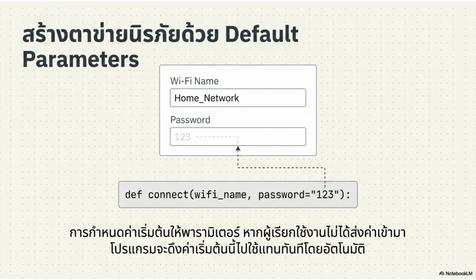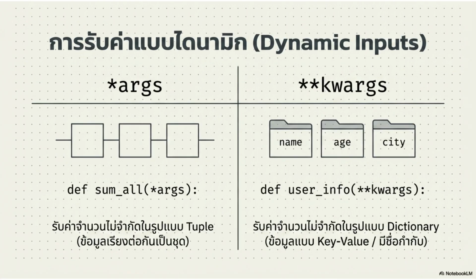Default parameters create a safety net. By assigning an initial value, like 123 to password, the function can run even if the user doesn't provide an argument for that parameter. For dynamic inputs, Python offers two mechanisms. *args collects an unlimited number of positional arguments into a tuple, useful for simple sequences. **kwargs collects keyword arguments into a dictionary, perfect for structured key-value data.